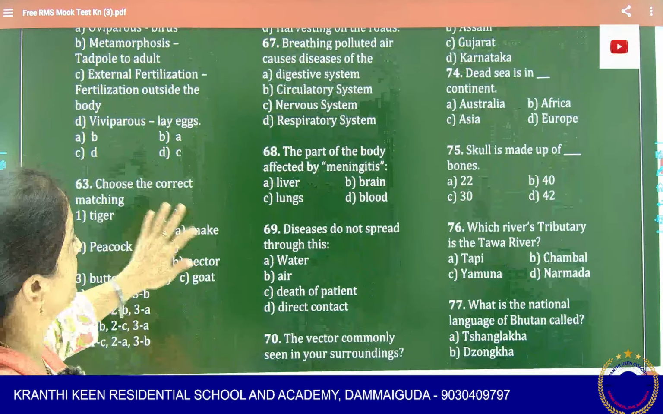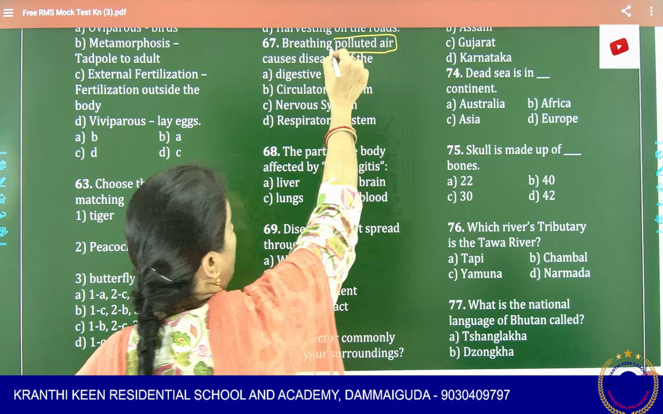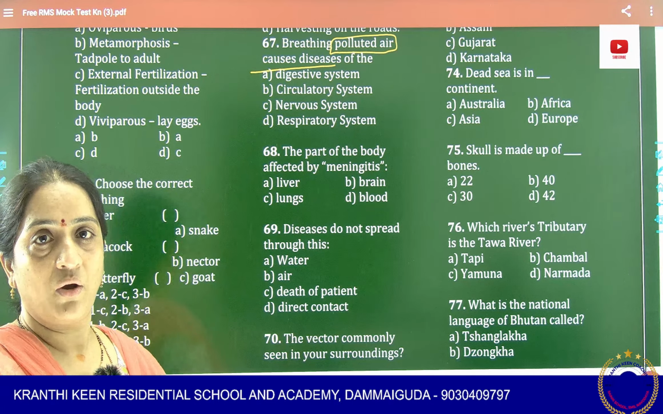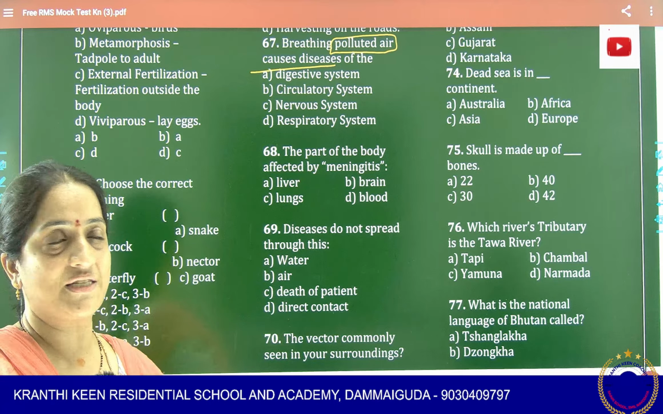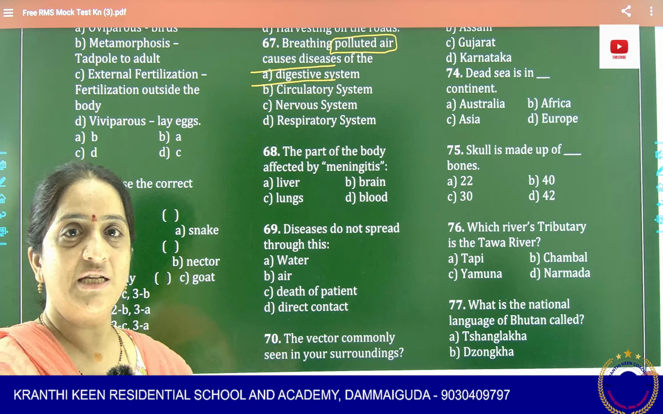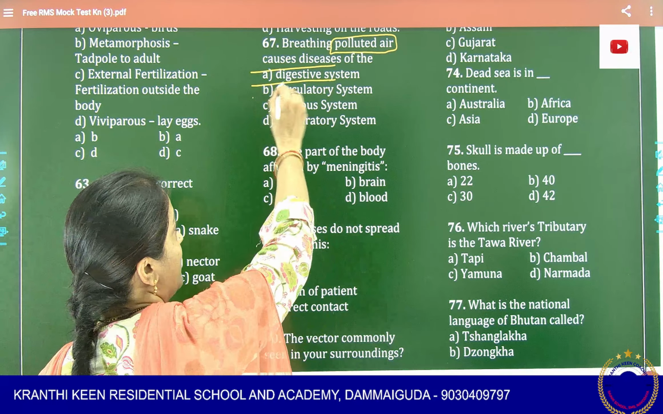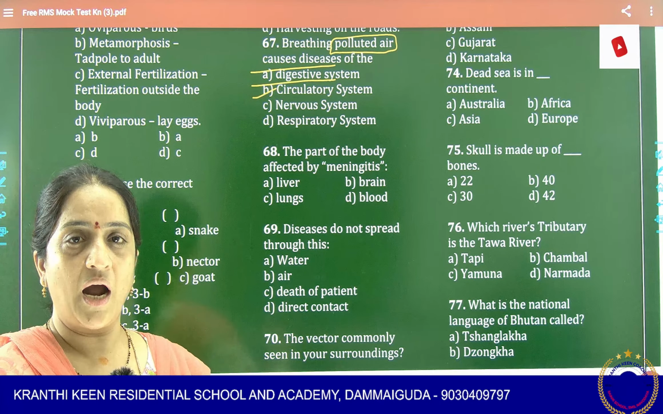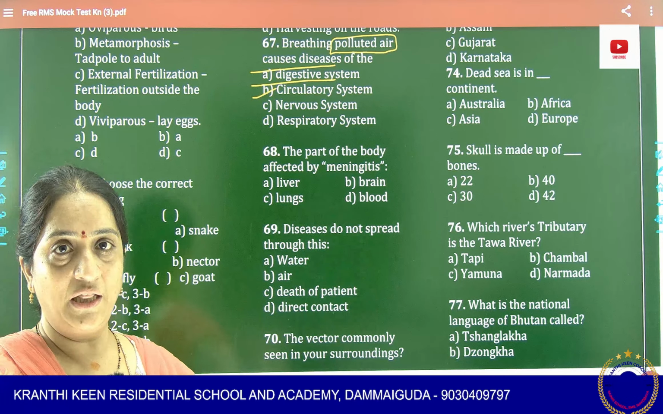67th question. Breathing polluted air causes diseases like tuberculosis. Okay, so breathing polluted air causes tuberculosis. So, which system it affects, they are asking. So, the digestive system, the first option, is not affected by breathing polluted air. Okay, next, the circulatory system is nothing but the heart pumping the blood to various parts of the body. So it won't get affected when we breathe polluted air.